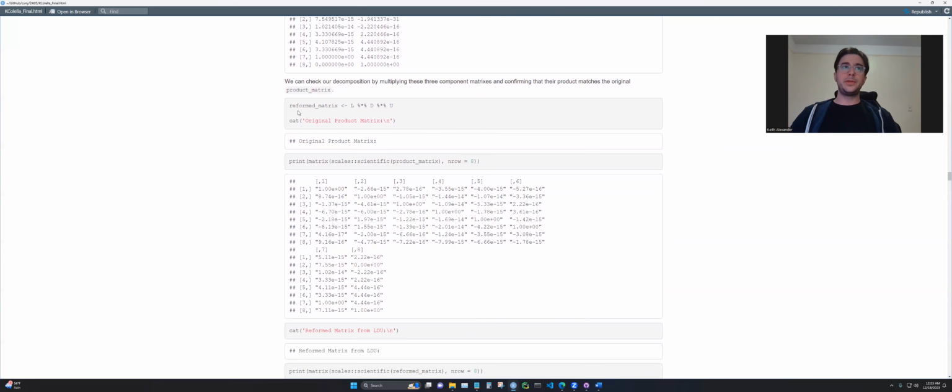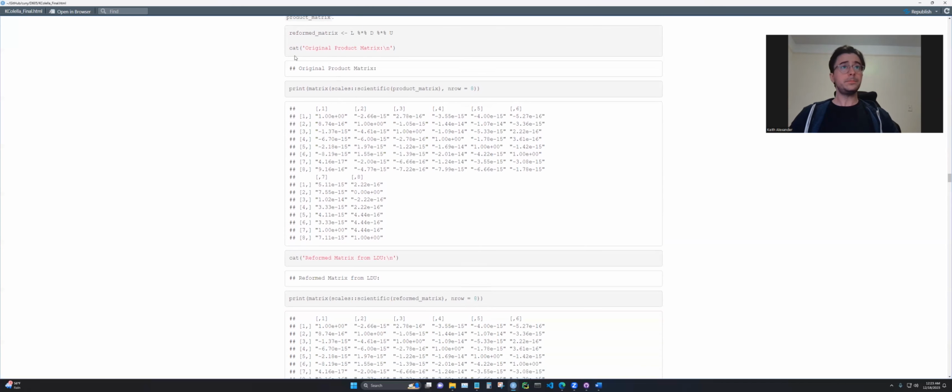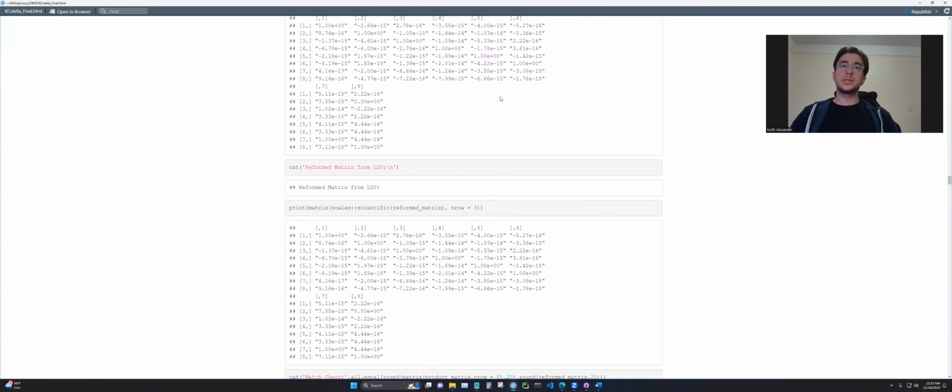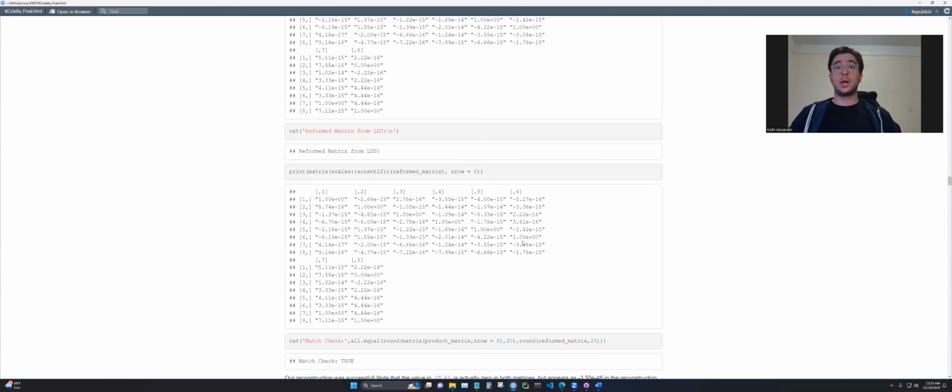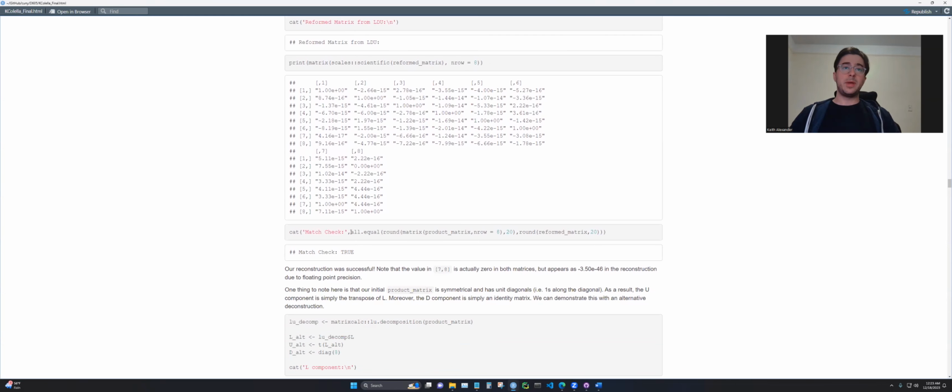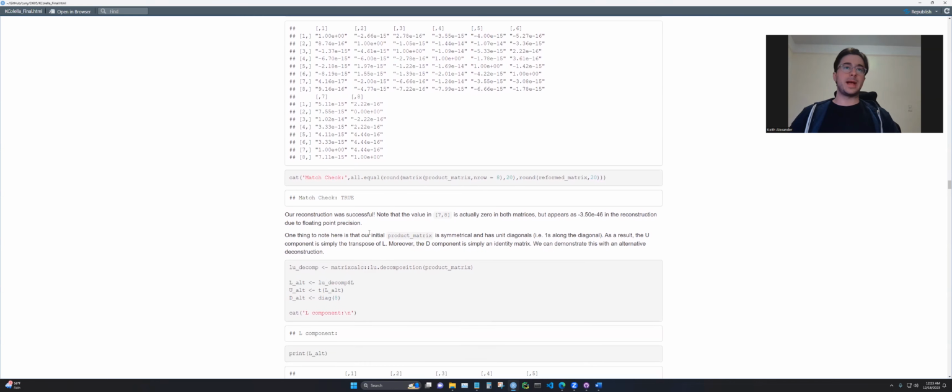To test the decomposition, we can take the product of these three components and confirm that it reproduces our original product matrix. I've printed out the original product matrix as well as the reformed matrix that is the product of those three decomposed components. We can see that they are similar across the board, and I actually run a check to make sure that all the values are equal out to the 20th decimal place because there's some rounding there. And that match check comes back true.